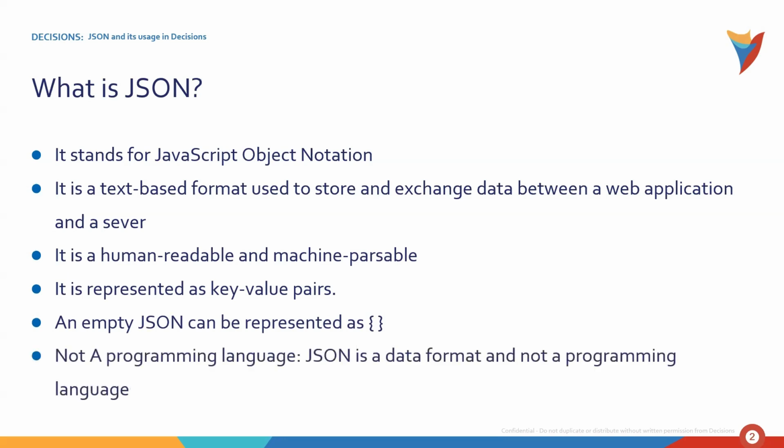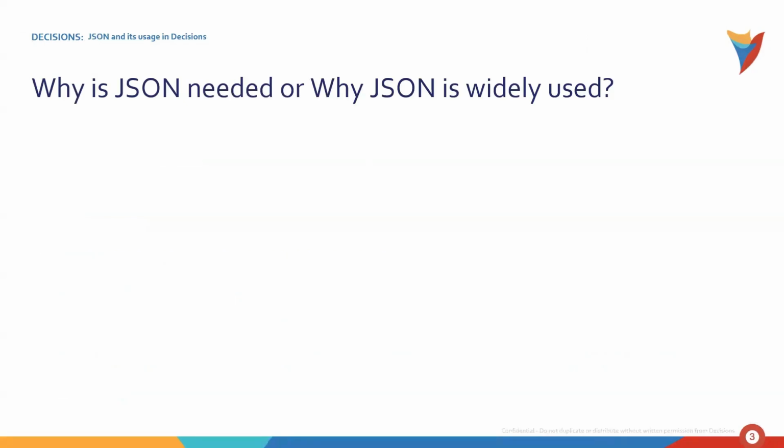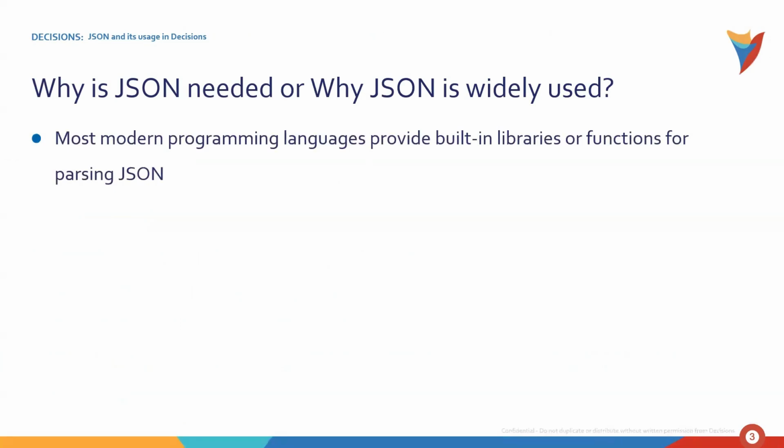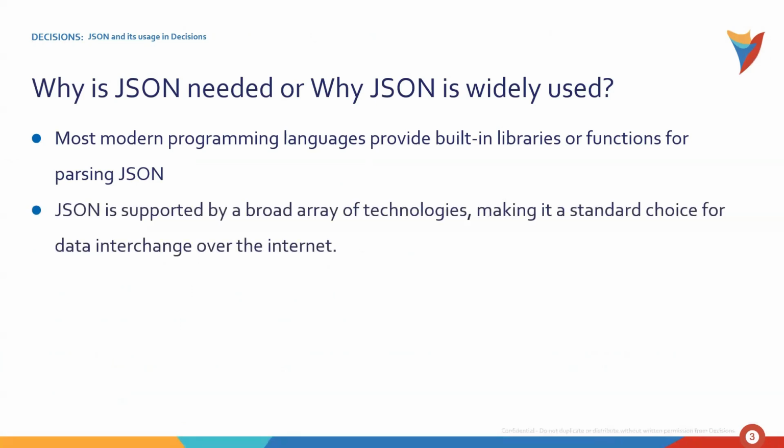Please note that JSON is not a programming language and is strictly a data format for exchanging information between different systems. Why is JSON widely used over other text formats? Most modern programming languages provide built-in libraries or functions for parsing JSON. It is supported by a broad array of technologies, making it a standard choice for data interchange over the network.